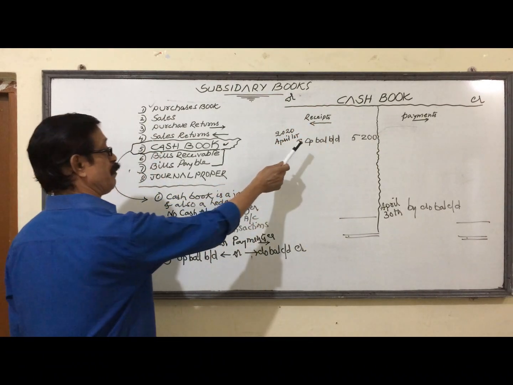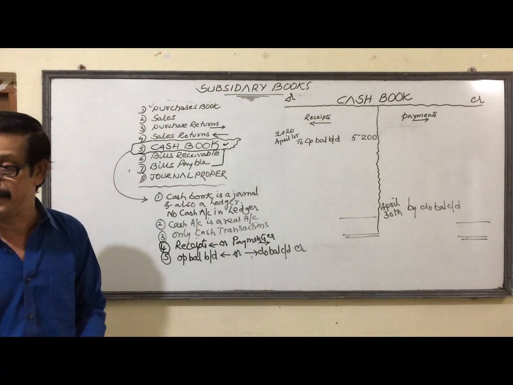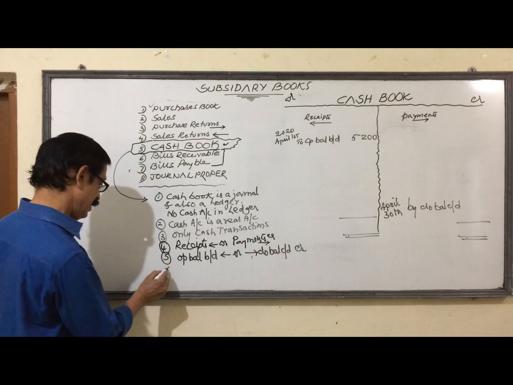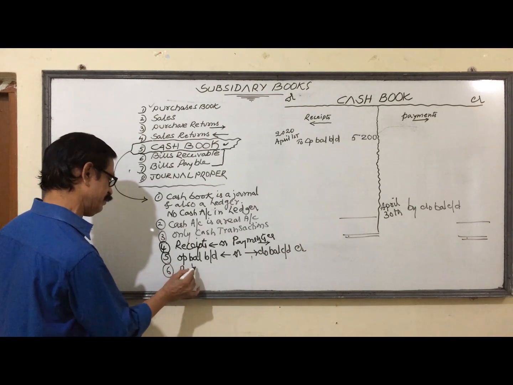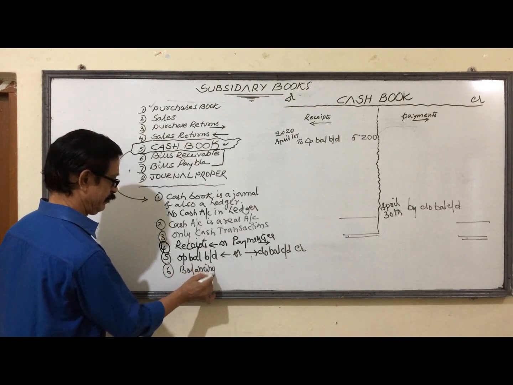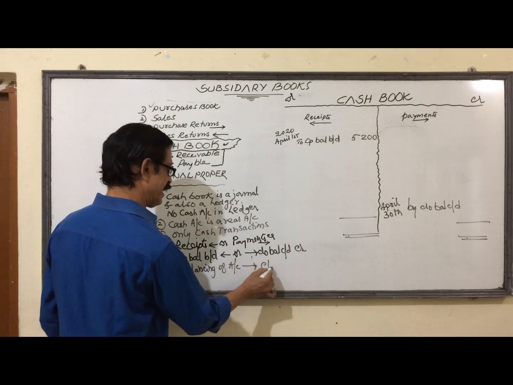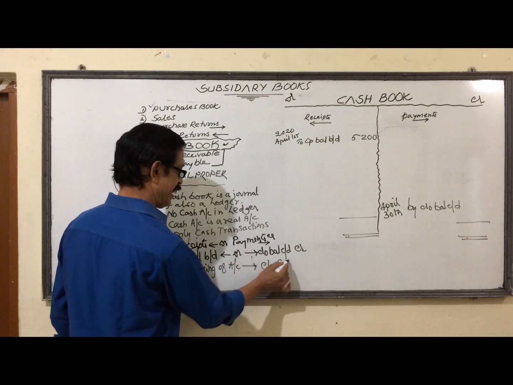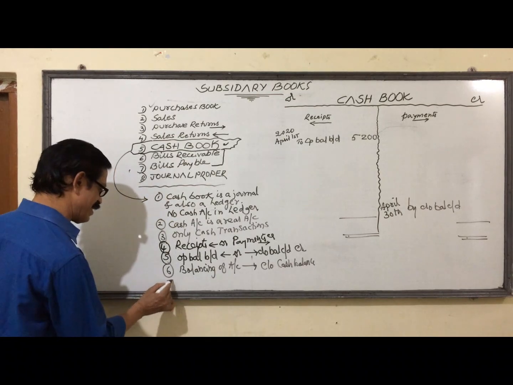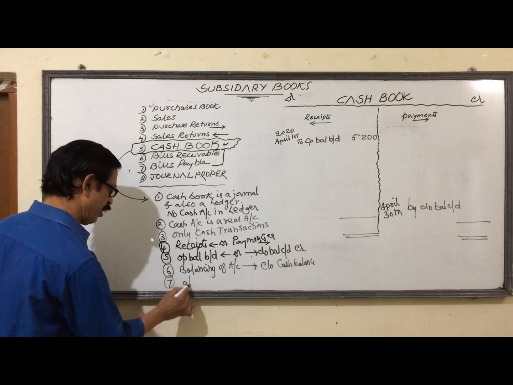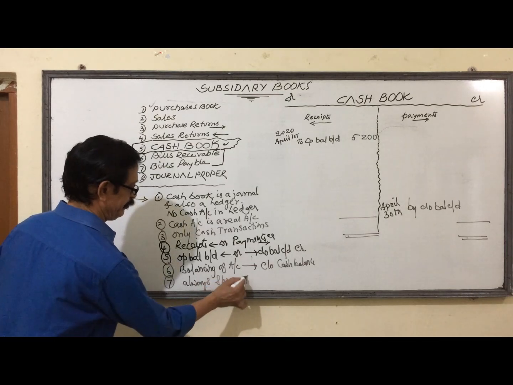It starts with the opening balance brought down on the debit side and ends with the closing balance carried down on the credit side. Finally, if you balance the account, it gives you the closing cash balance. Understand? And cash account always shows a debit balance.